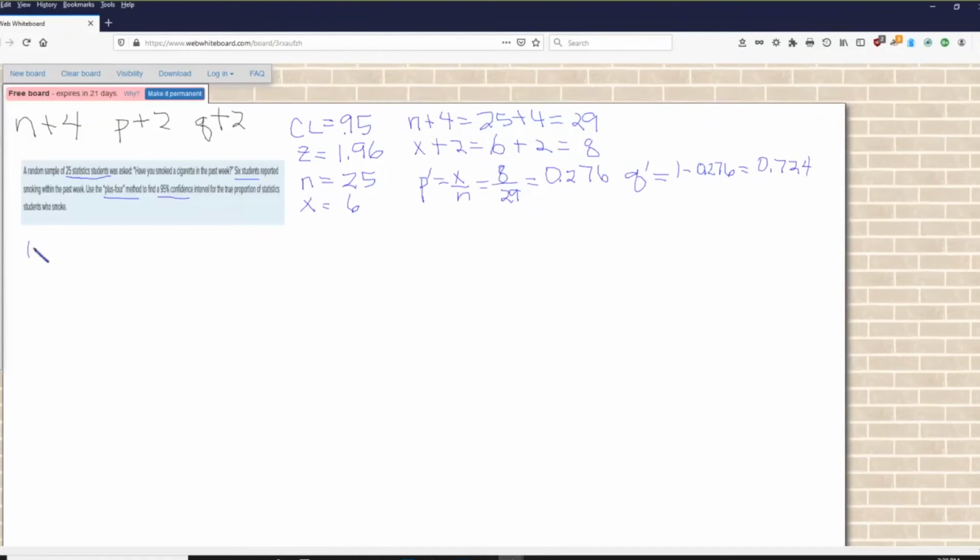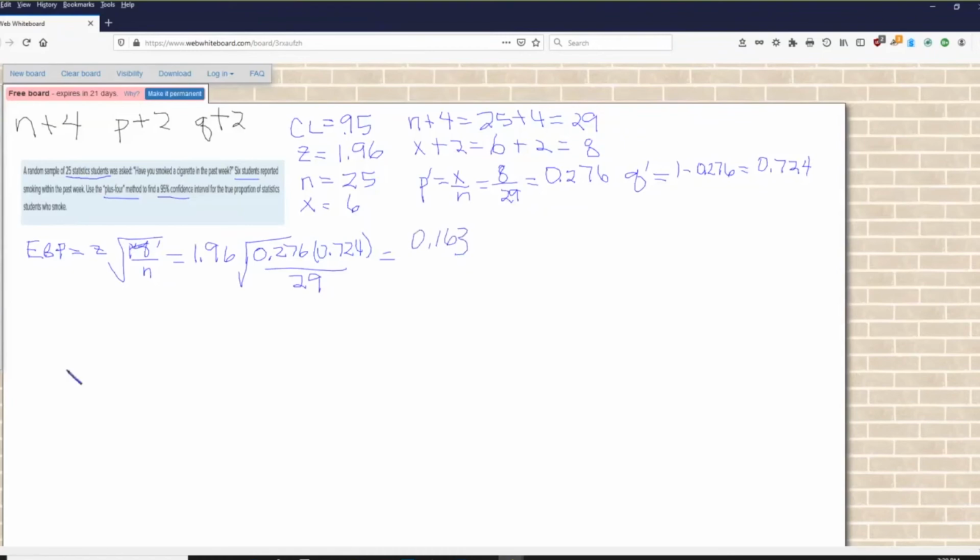Now I'm going to find my error bound of the proportion, which is my z-score times the square root of p prime q prime divided by n. So that's my 1.96 times the square root of 0.276 times 0.724, all divided by my adjusted sample size of 29.